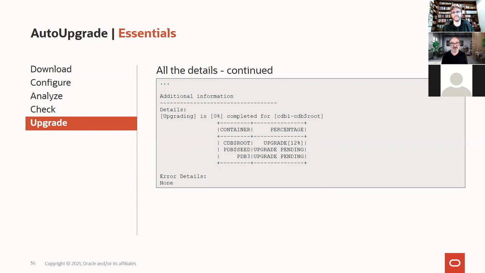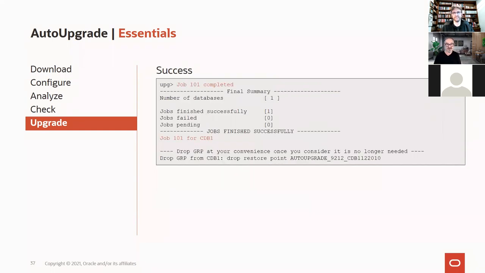Because in a multi-tenant environment, we always upgrade the root container first and then the PDBs in parallel, depending on the available CPU resources. At the end, hopefully, it's completed successfully, all is there, and you see that AutoUpgrade writes also a guaranteed restore point. So we allow you now to flashback if you need to, which is especially important if you want to test your upgrade several times, because then you can go back to the restore point without restoring anything by yourself.